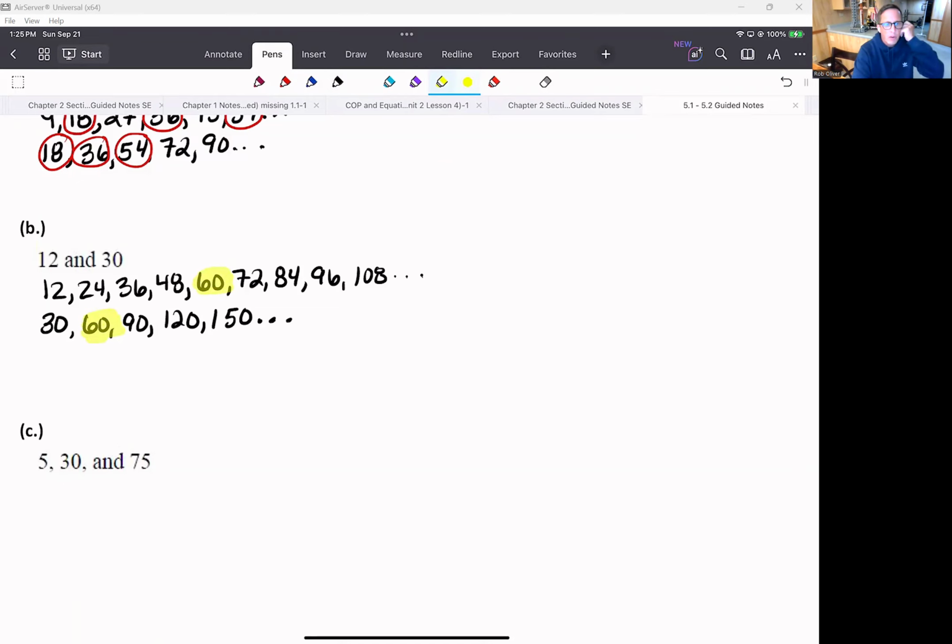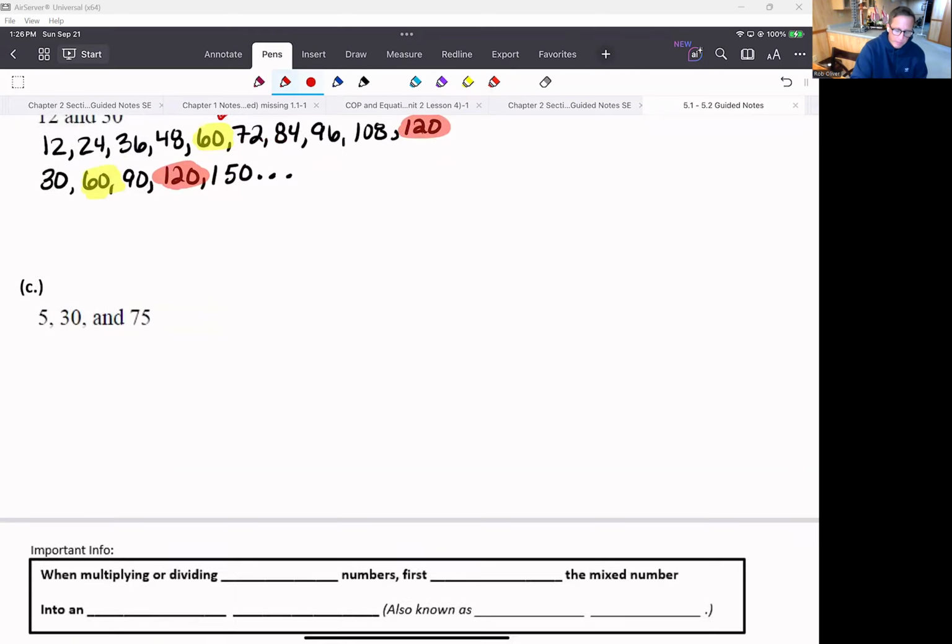I didn't go far enough with 12, but the next multiple of 12 is 12 times 10, which is 120. They both have 120 in common, right? But that's not the least common multiple. That's a common multiple, right? The thing that we're focusing in on is the LCM, all right? The LCM is 60 right here.